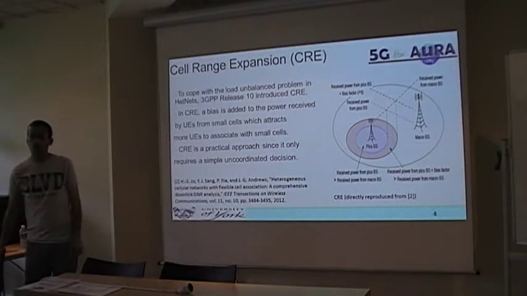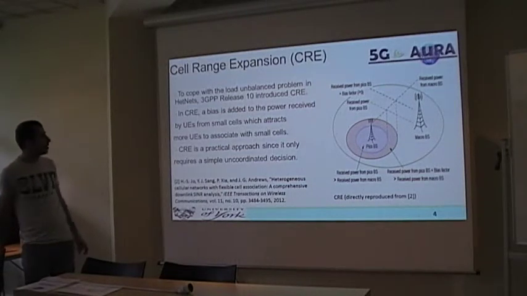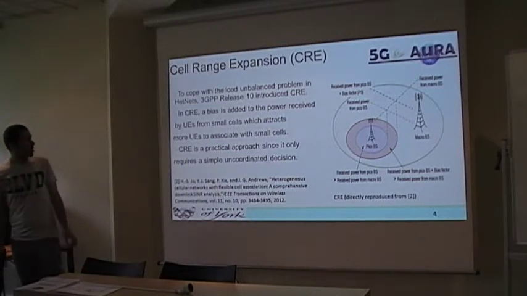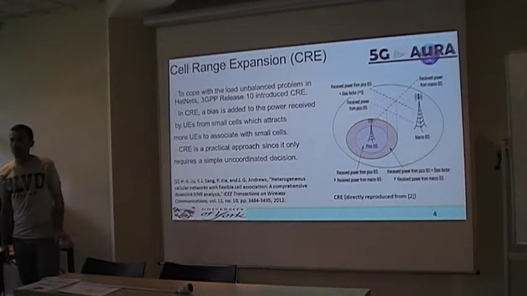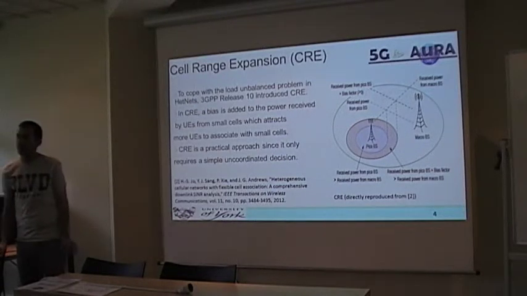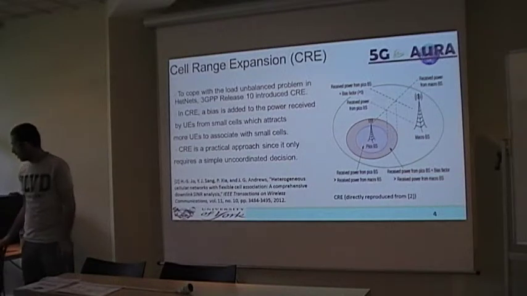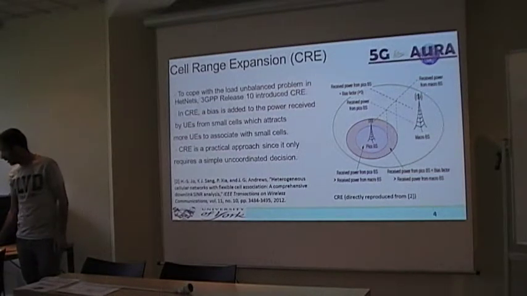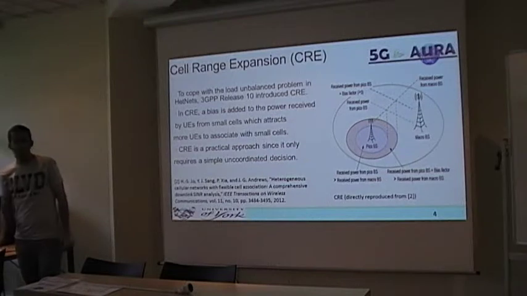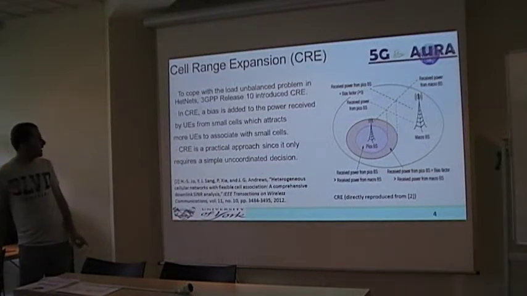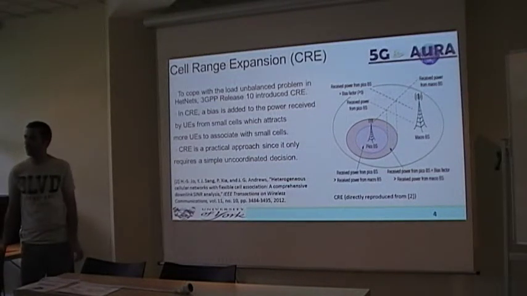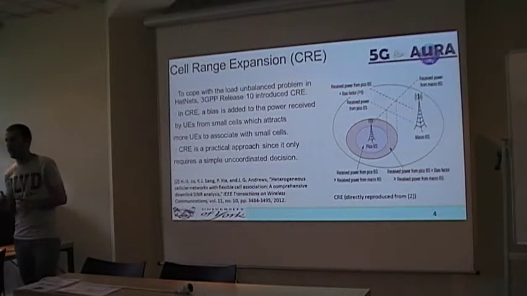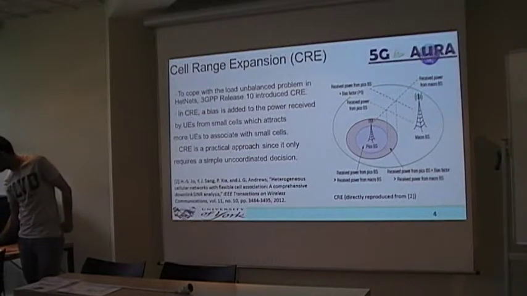3GPP introduced the concept of cell range expansion, where a bias is added to the received power so that more users are attracted to the small cells and less to the macro cell. The CRE is a practical approach since it only adds a bias, which does not need an uncoordinated decision.